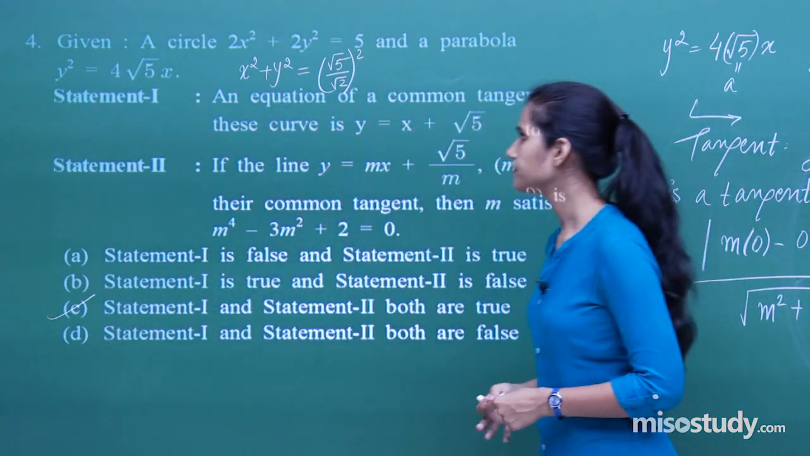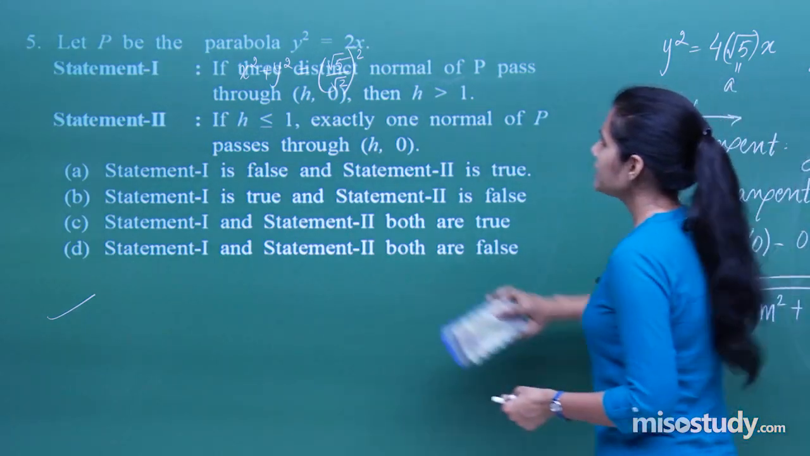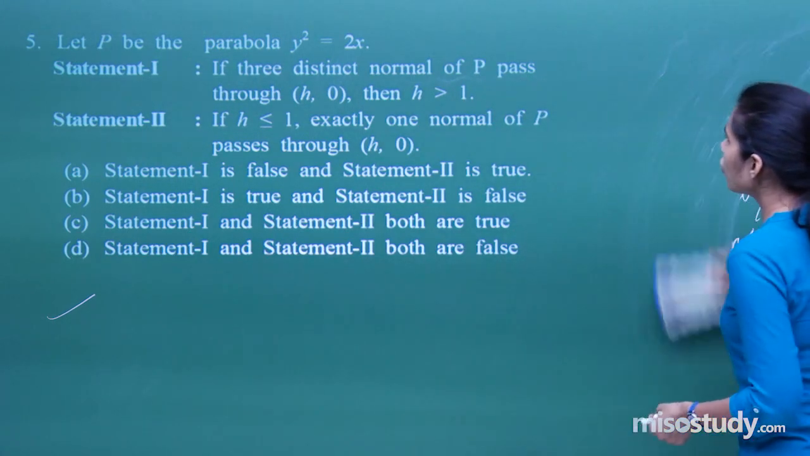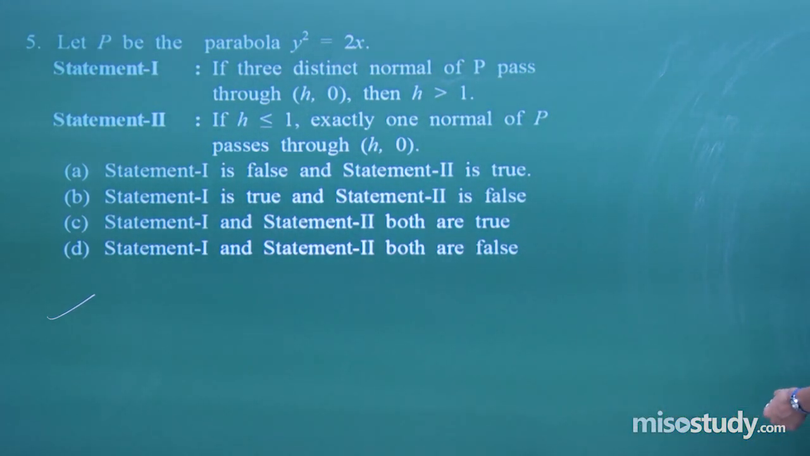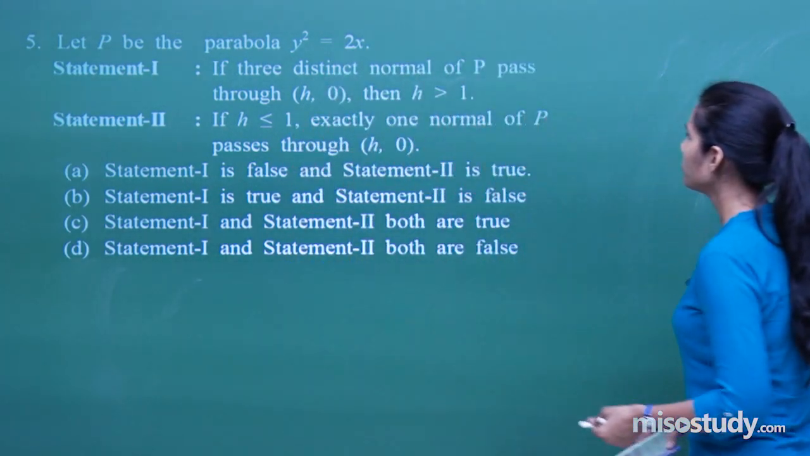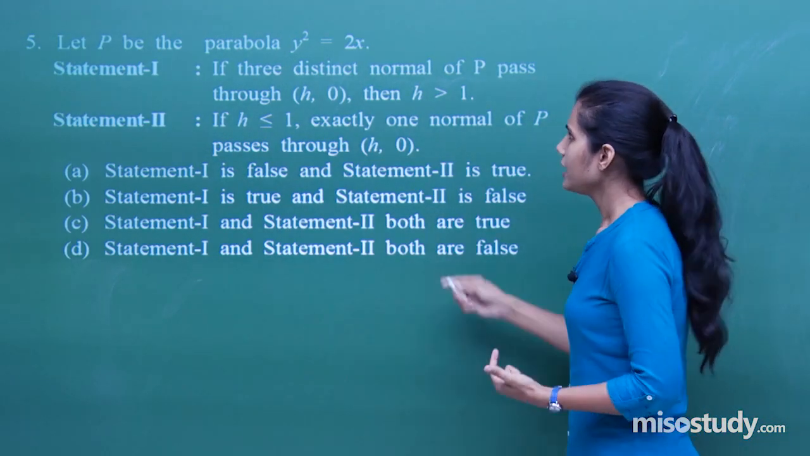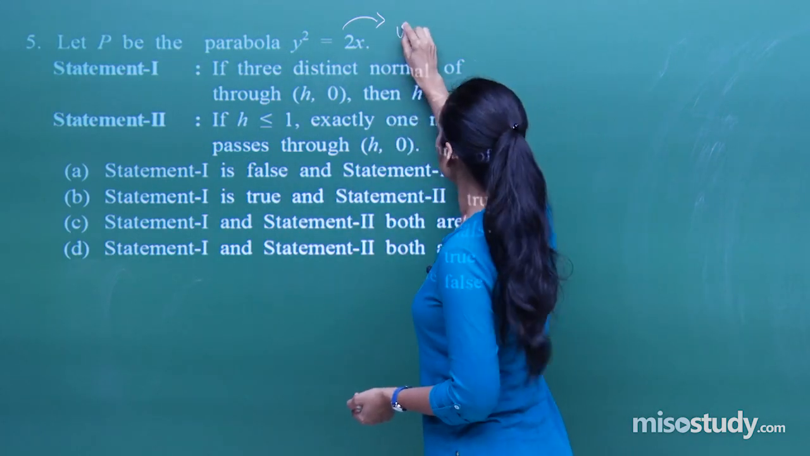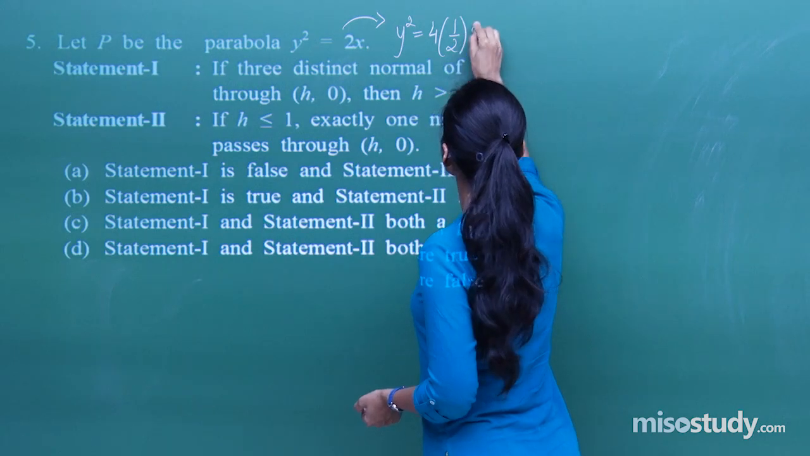Moving to the next question, we have, let P be the parabola y square equals 2x. If three distinct normals of P pass through h comma 0, then h is greater than 1. And if h is less than equal to 1, then exactly one normal of P passes through h comma 0. For this you should be aware that this is the standard equation of the parabola y square equals 4 into a into x.